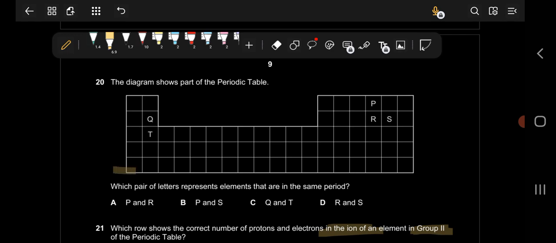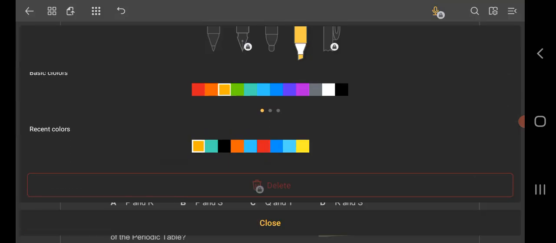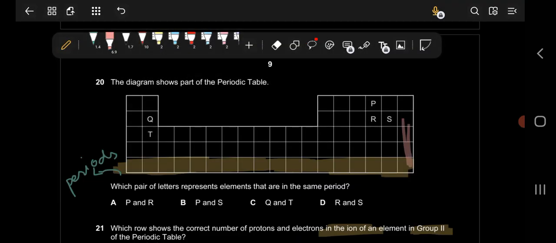Like this is a period which I am highlighting. This row, this complete row is a period. I'm just coloring it up. So this is one period. Now I'm going to write over here, this is a period. You should have a complete understanding of periods and groups, that periods are rows and groups are columns. So I'm going to use another color. This is a group.